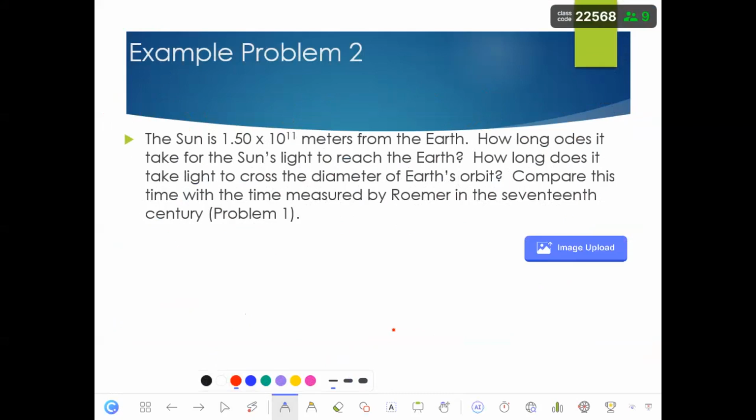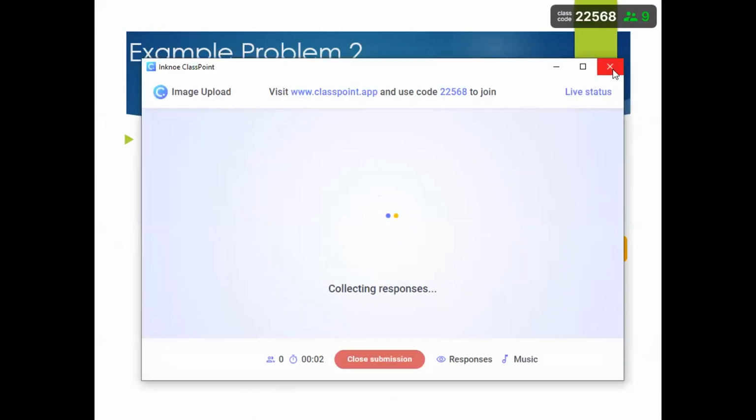Problem number 1. He did 303,000 kilometers per second, and you're supposed to do this. The sun is this. If you want, you can upload your responses here.